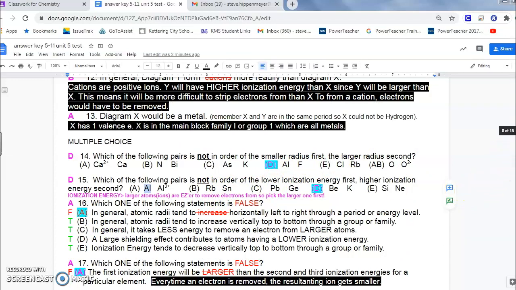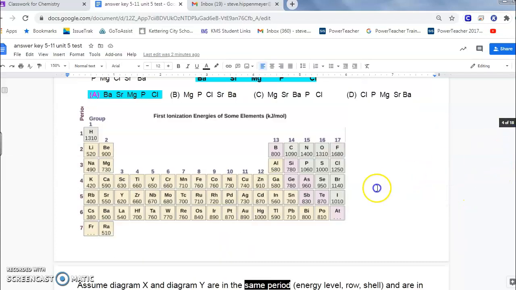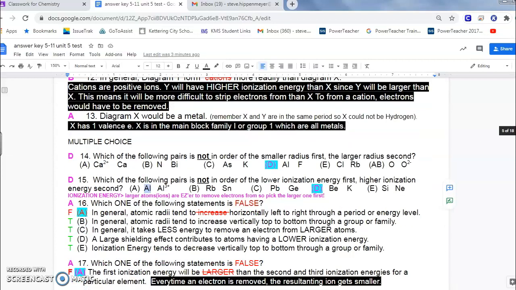Now we've got lead and germanium. We've got to go to the periodic table and find out where they are. Here's lead, here's germanium. What happens to the size top to bottom? They get bigger. Lead is bigger than germanium, so lead should have a lower ionization energy than germanium, because the bigger it is, the easier it is to remove electrons from. Lead's ionization energy 710, germanium 780. Germanium has a higher ionization energy.